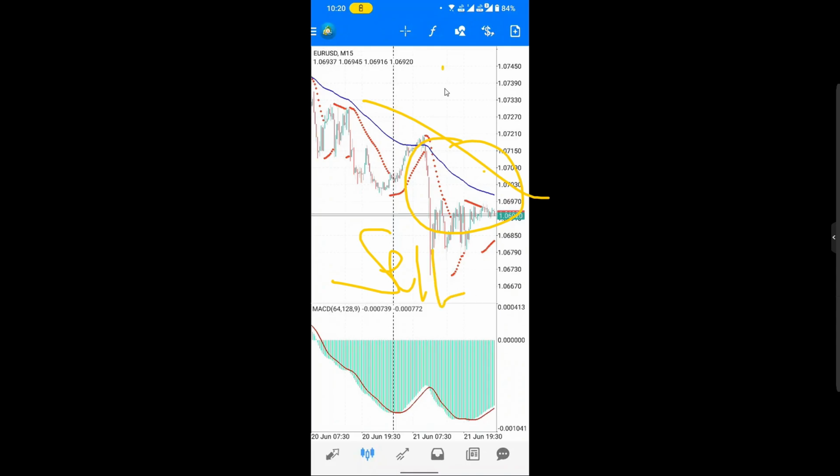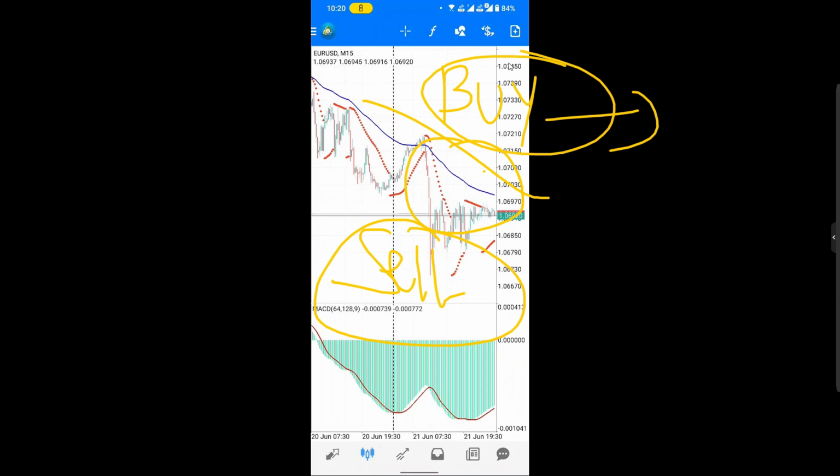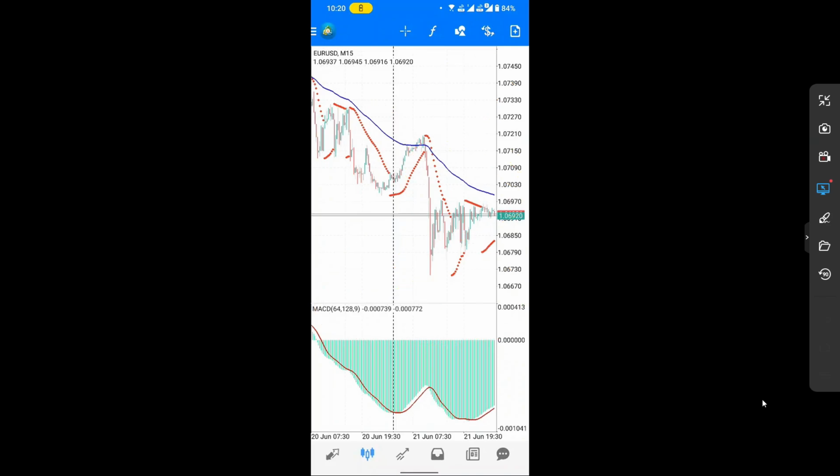Okay, you should look for a sell order, and whenever the price is above the 15 minutes candle and the moving average is above the 15 minutes candle, then you should look for a buy order. Okay, that's all. So first of all, you should look at the market trend from 15 minutes, whether the market is going buy or sell, and after that we will use the other indicators for confirmation.